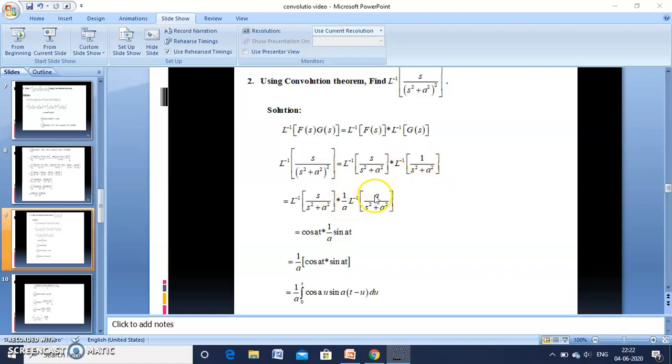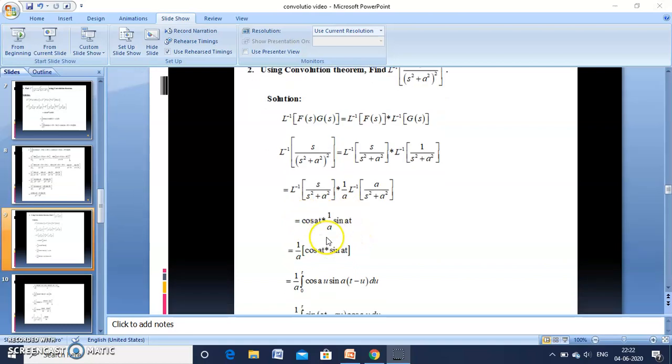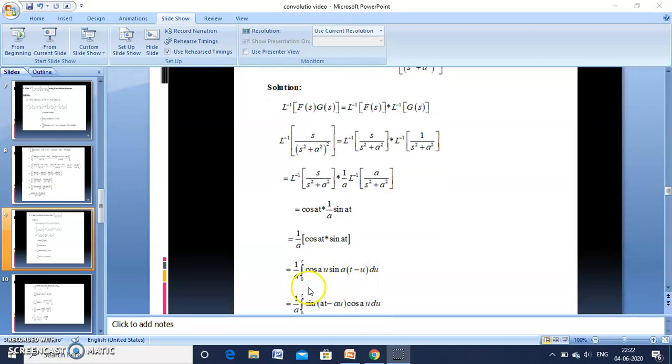So 1 by a times the inverse Laplace of a by s square plus a square, which is nothing but sin at. This 1 by a is a constant, we'll keep it aside. And cos at and sin at are the two functions. This is your f of t and sin at is g of t. Now applying the convolution formula, f of t must be written as f of u, and g of t must be written as g of t minus u within the integral. Now bring sine first, then cos au du.